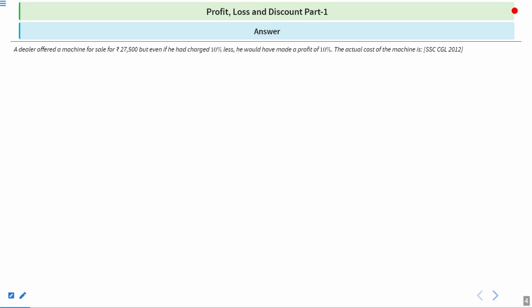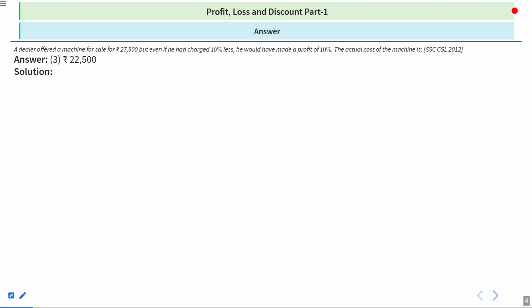So first we understand the question. The question says that the selling price of the machine is 27,500. But a condition is given that if he charges 10% less, it means if he sells the product 10% lesser than before, then he gains 10% profit. So what will be the actual cost price of the machine? The correct answer of this question is 22,500 rupees. Third is the correct answer.